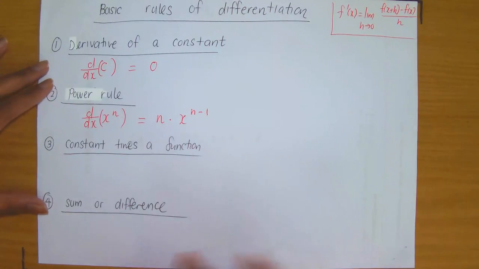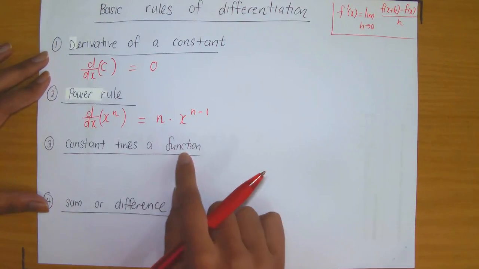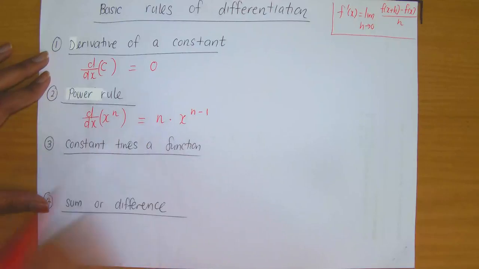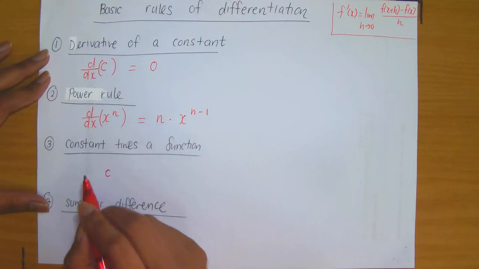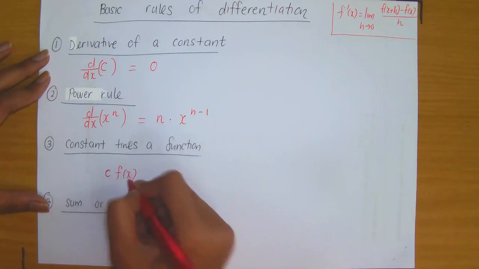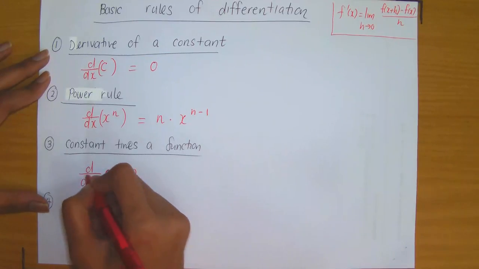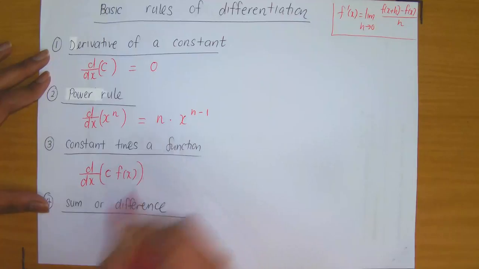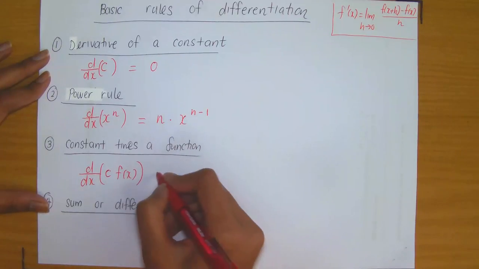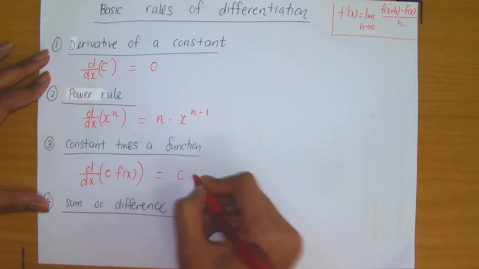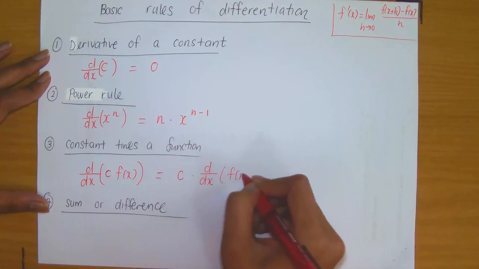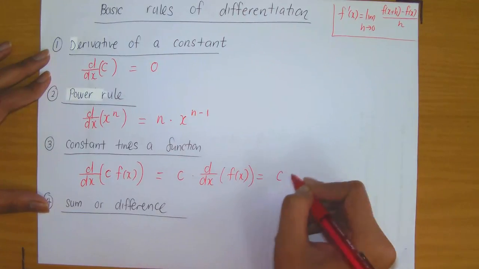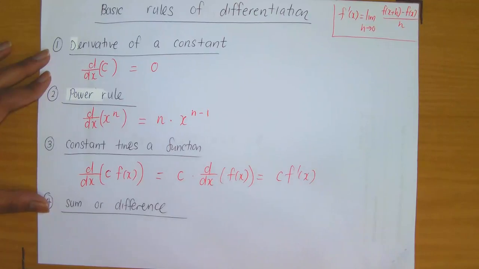The third rule is a constant times a function, and this is actually an extension of the power rule. Whenever you have a constant times your function f of x, then the derivative with respect to x of c times f of x is equal to c times the derivative with respect to x of the function, meaning it is c times f prime of x.